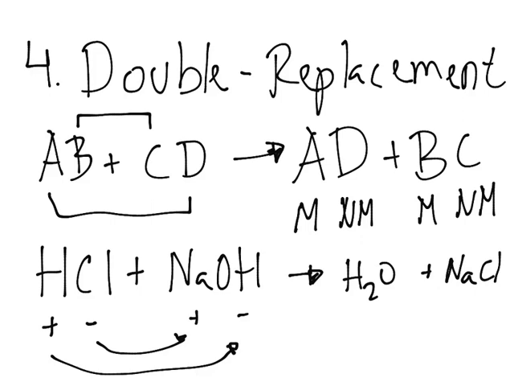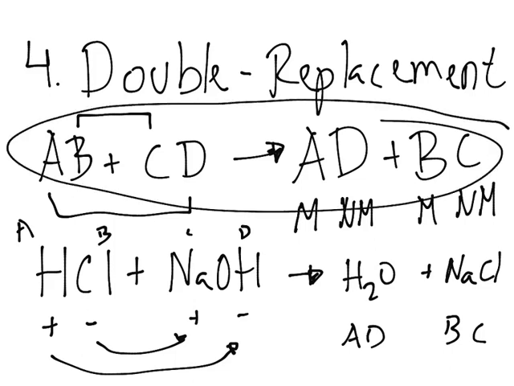And it follows the same way. This is A, this is B, C, D, and what was formed was AD, BC. So double replacement reactions, you can't get it wrong. It always follows this same pattern.